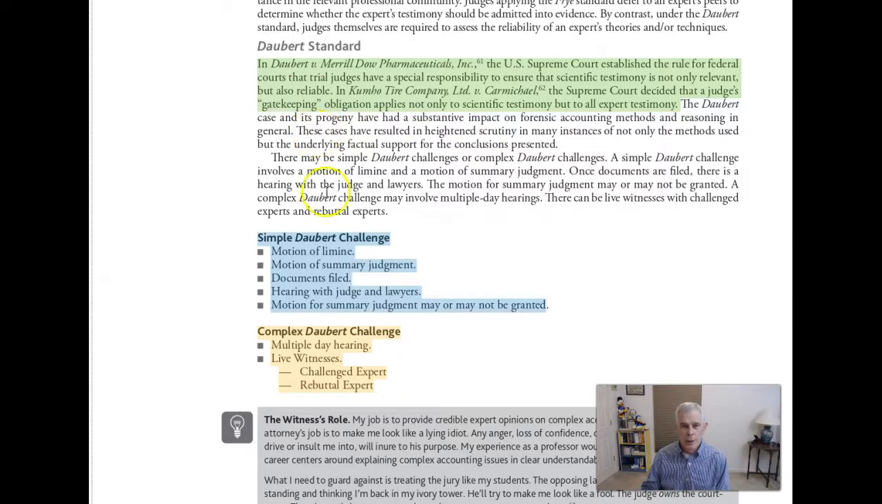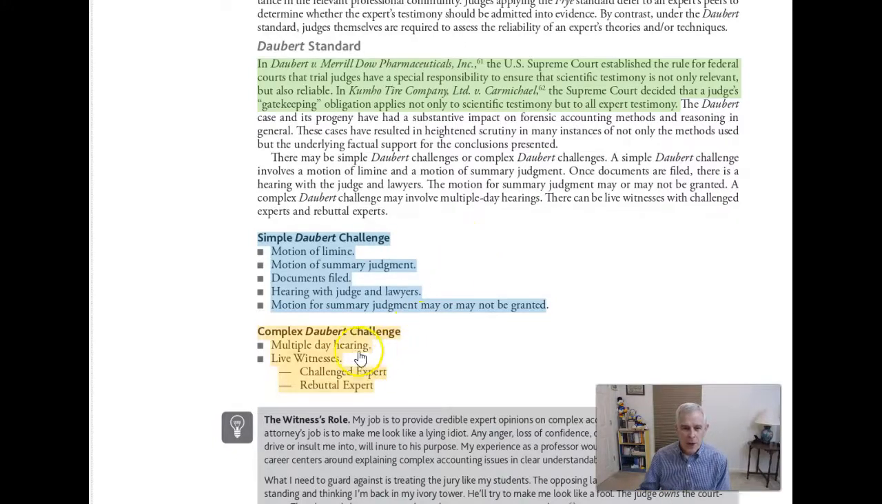Now, a simple Daubert challenge is here. There's a motion in limine, that's the Daubert challenge. And then the other party wants a summary judgment to kick you off the case. Both sides file documents. There are hearings in front of the judge and lawyers, and the judge may or may not grant the Daubert challenge. If the Daubert challenge is against you, you don't want the judge to grant that. That kicks you off the case.